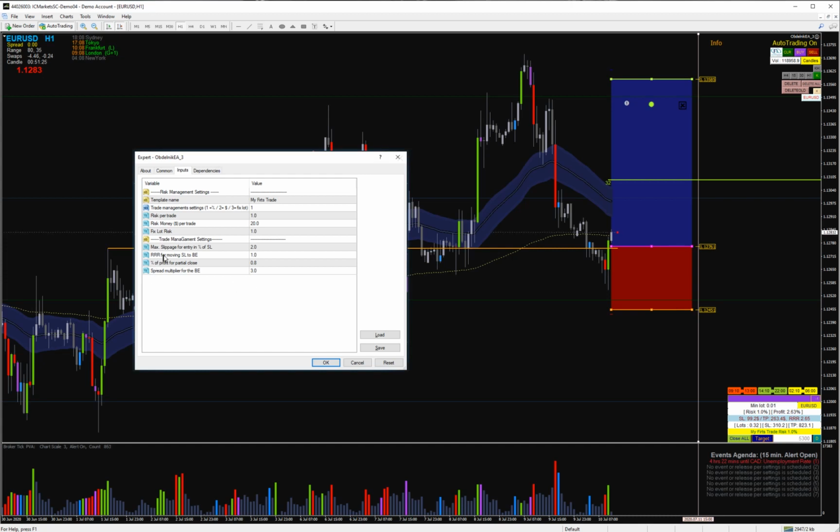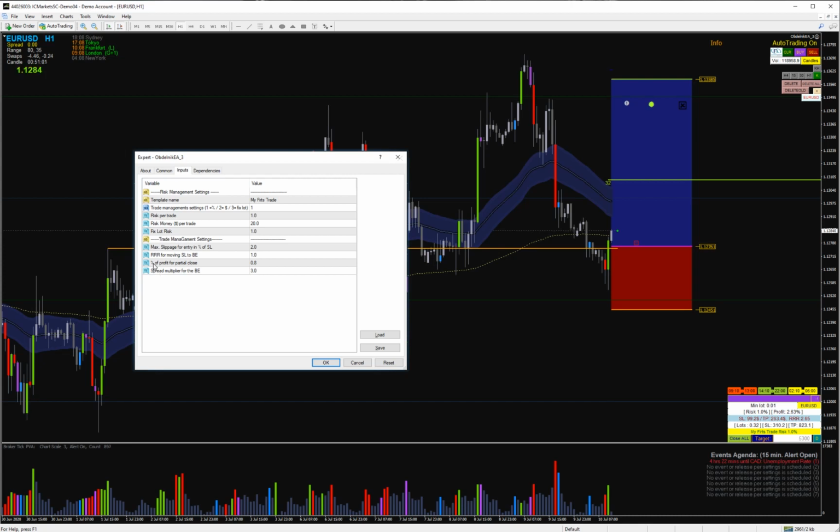The next setting is the risk reward for moving the stop loss to break even. I have set number 1. What does that mean? If my risk, which is this red distance, is 30 pips, and the profit made is again around 30 pips, the EA will automatically move the stop loss to break even.